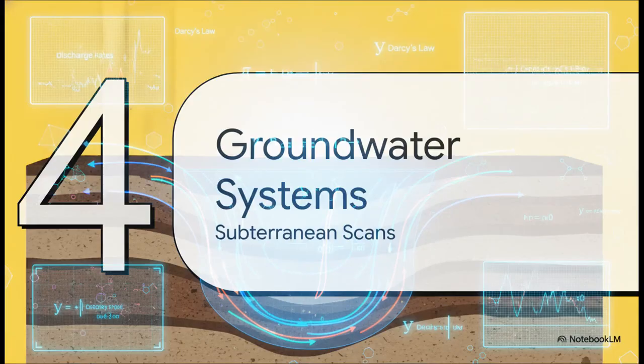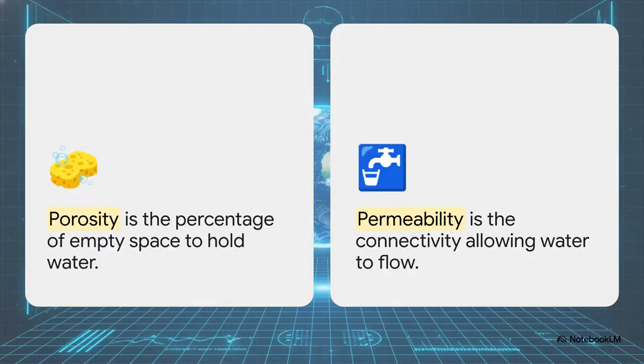Section 4. Groundwater and Aquifer Systems. Okay, let's leave the surface behind completely and sink beneath the soil. We're now looking at the subterranean reservoirs that hold 30% of our fresh water, aquifers. But here's the thing, a rock can't just be any rock to be a functional aquifer. It absolutely needs two critical properties.